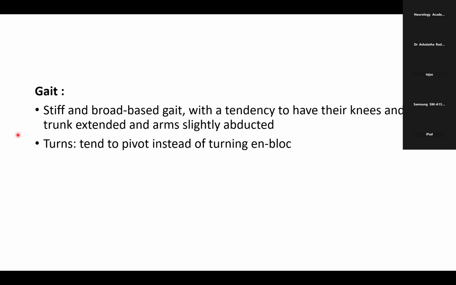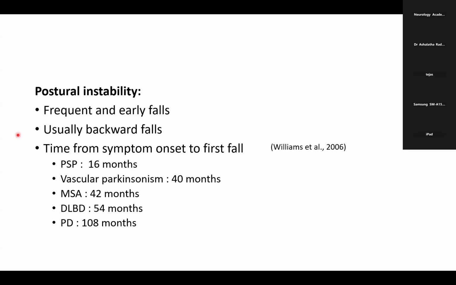Coming to the gait of PSP, it is a stiff and broad-based gait with a tendency to have the knees and trunk extended and the arms slightly abducted. While turning, they tend to pivot instead of turning en bloc. The postural instability in these patients leads to frequent and early falls. Usually, the falls are backward.